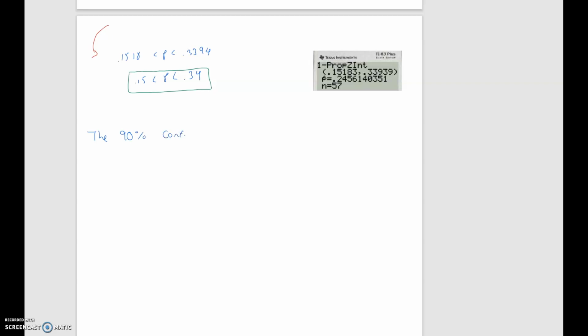So in this case, the 90% confidence interval for the population proportion is, and we're looking at the interval 0.15 to 0.34. You could state these as approximate values. So you would say that this is equal to 15 to 34, and you would have to mention the units, percentage of blue M&Ms.